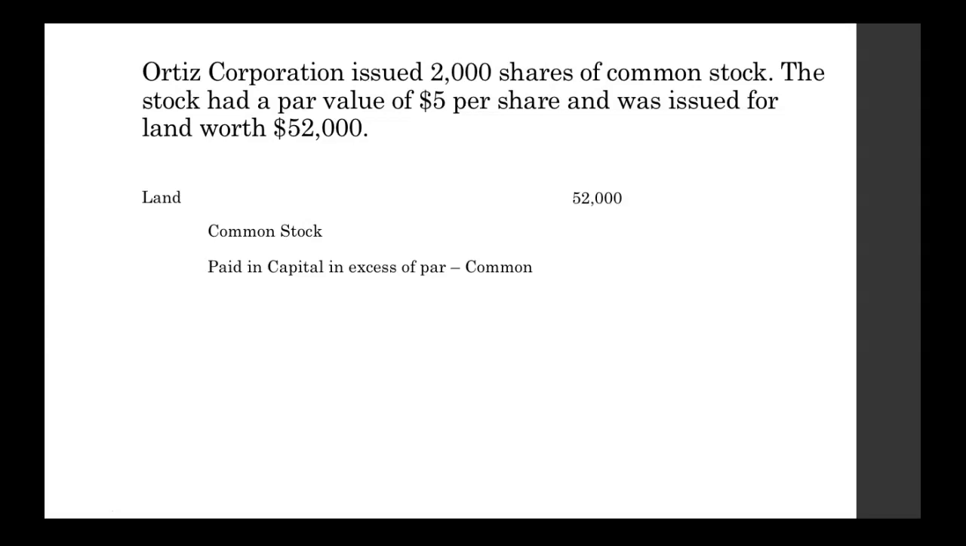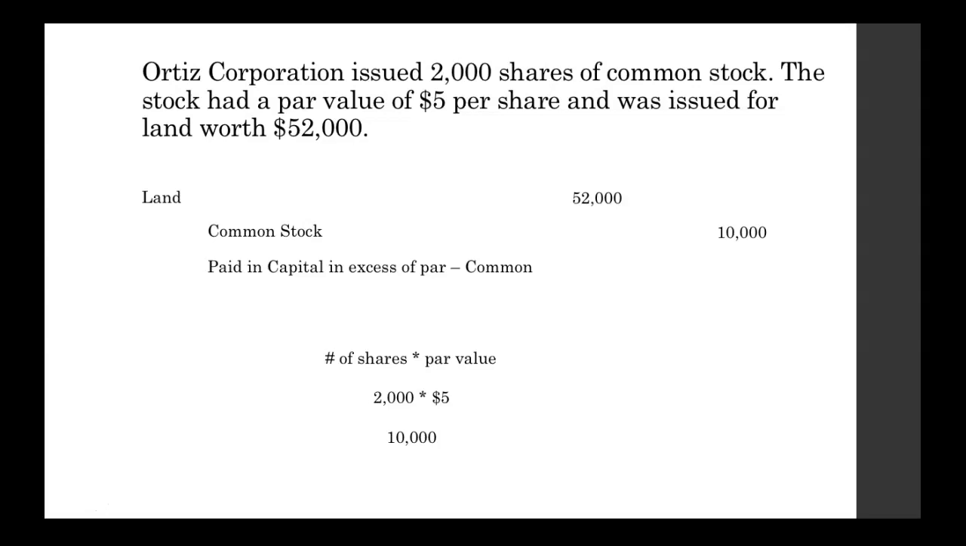Now, common stock, we have a par value again. So now we can use that par value again to figure out our common stock amount. So we need to take the number of shares and multiply that by our par value. So we issued 2,000 shares, the $5 par value. So if you multiply those two together, you end up with 10,000. So we will be crediting our common stock for 10,000.